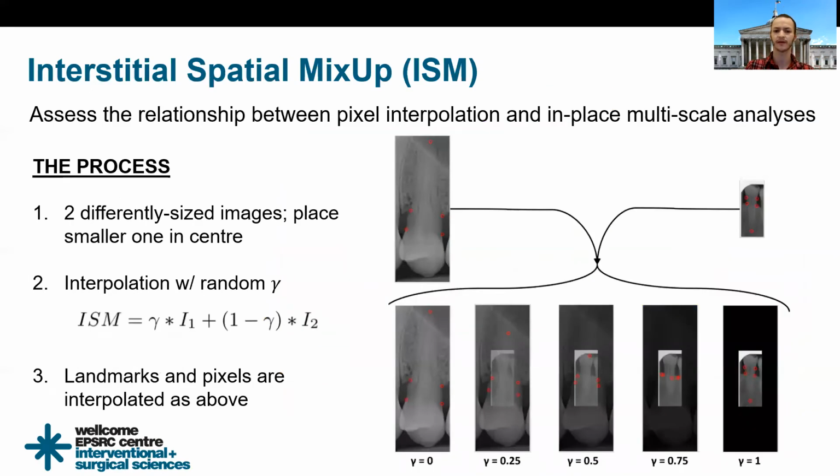Interstitial spatial mix-up. This is just showing the method for it. You have two different sized images. You put the smaller image into the center of the larger image, and they're interpolated, the larger image with the black space and the smaller image, and the smaller image entirely with the larger image based on a random gamma, and the landmarks are interpolated in the same method with the same gamma.